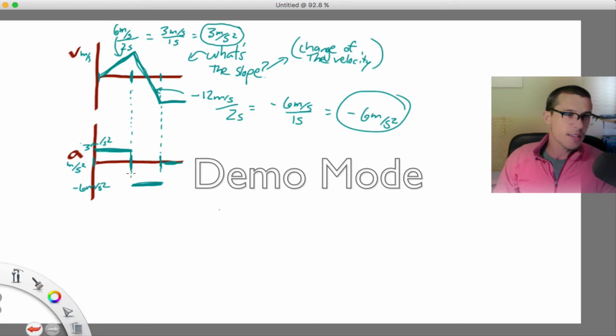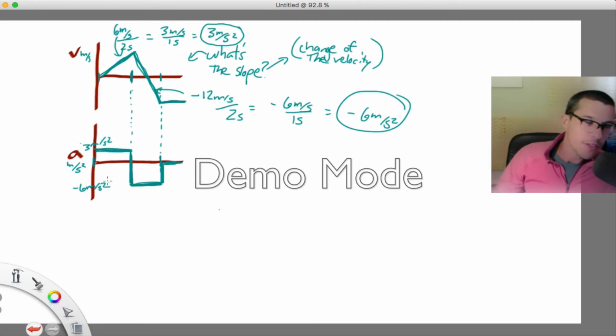Now, you can connect these lines if it makes you feel happy and sleep better at night, but you don't have to. I mean, it's just straight down at this point. There it goes. And that's going to be our acceleration graphed from our velocity right there. Okay, so that's going from velocity to acceleration, but what if you have to go backwards? What if you have to go from acceleration to velocity?